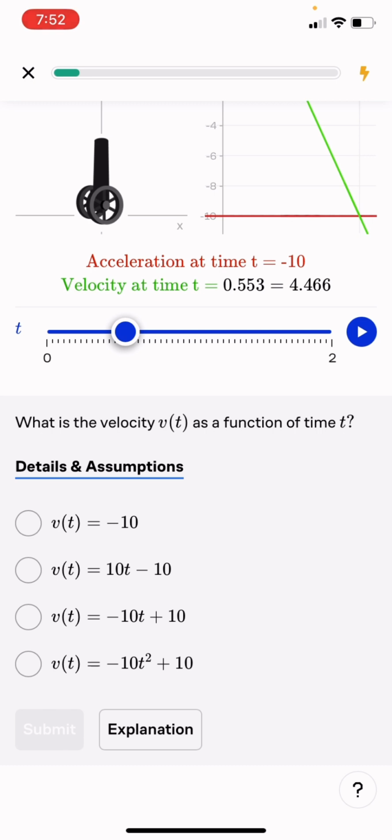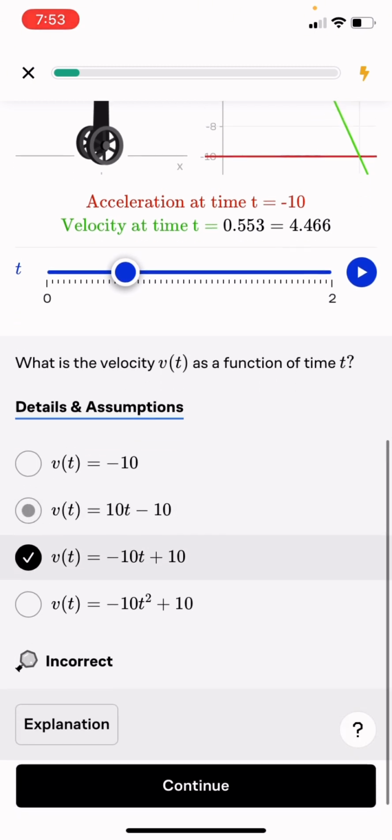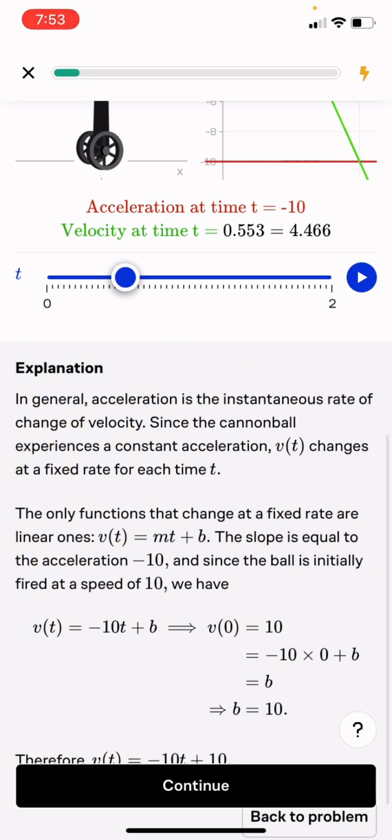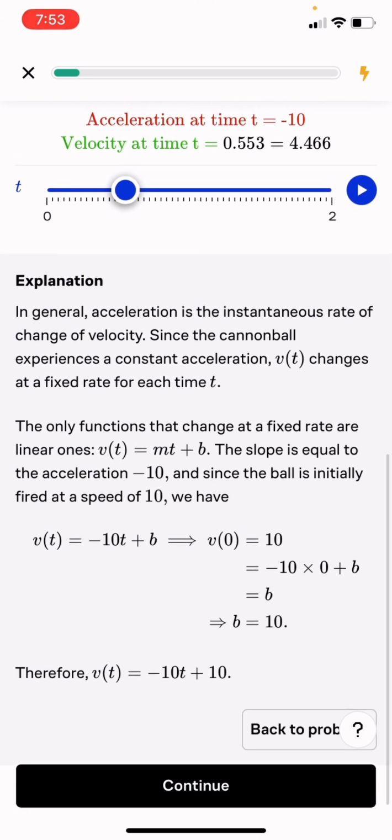So v(t), acceleration, time t, velocity. So acceleration is negative 10. So it would be this. Opposites, I guess.